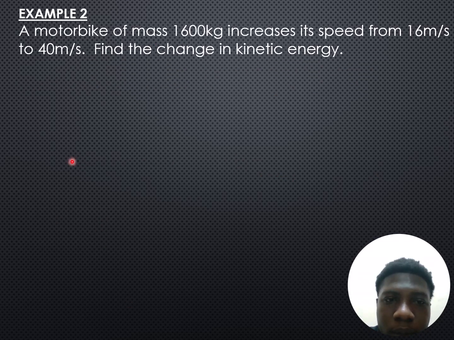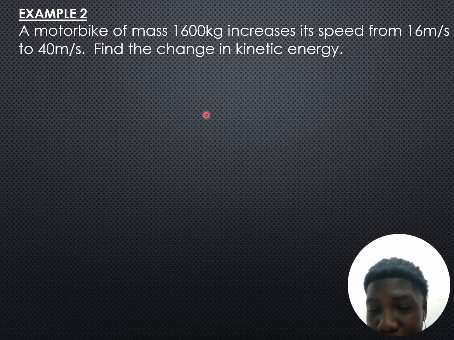All right, a motorbike of mass 1600 kilograms increases its speed from 16 meters per second to 40 meters per second. Find the change in kinetic energy. So this is an example of the question I was talking about, when you have to use that formula. So here, let's solve it. If you think you don't understand, we are solving together, but if you understand, you can pause the video and solve it before you continue.